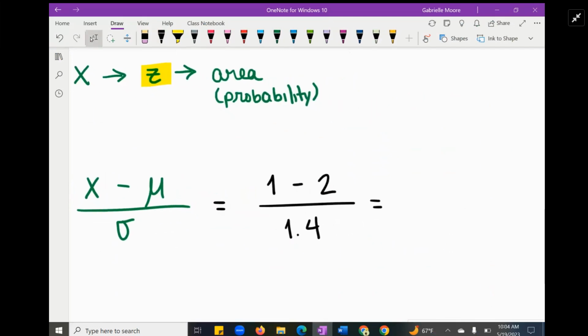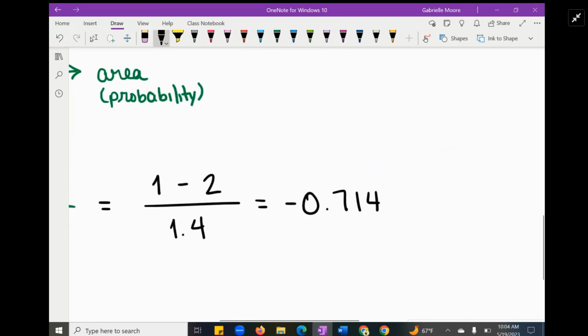Feel free to pause the video if you want to just calculate that real quick for yourself, okay? Or check it once I show you the answer. So when we do 1 minus 2 divided by 1.4, okay, we get a pretty long decimal.